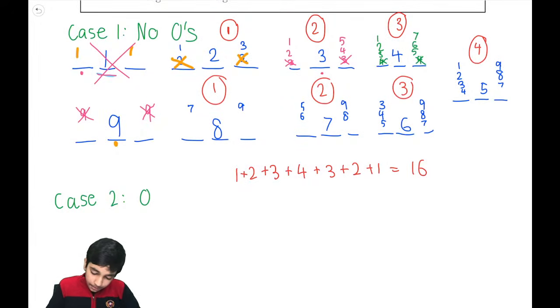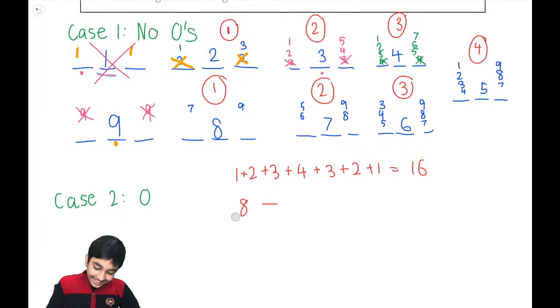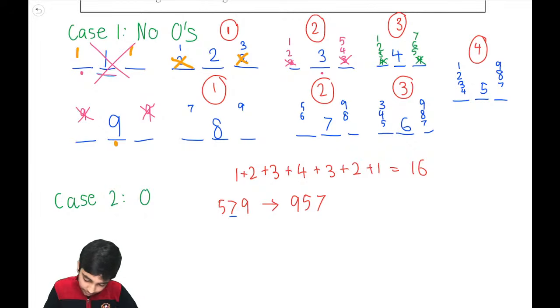So for example, 5, 7, 8 can be rearranged, for example, to 7, 8, 5. And that would also work, since not necessarily the middle digit has to be the average. Or sorry, 5, 7, 8 doesn't even work. Something like maybe 5, 7, 9 can be rearranged to 9, 5, 7. And that would work. In the first case, we have 7 being the average of 5 and 9. In the second case, we have 7 being the average of 5 and 9. It does not necessarily have to be the middle digit.